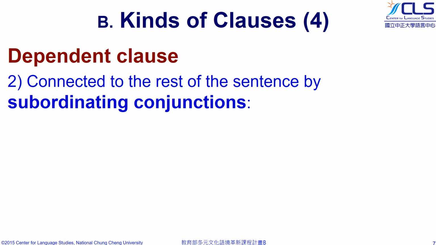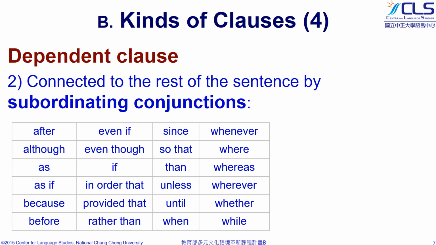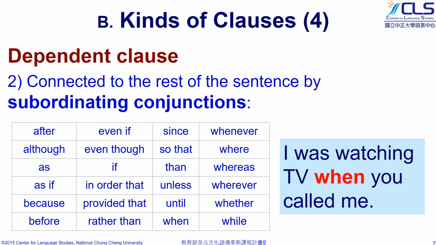Now that we know a dependent clause should be connected with an independent clause, we should put them together with subordinating conjunctions. Here, we sorted out those subordinating conjunctions below. So we can get a sentence like, I was watching TV when you called me.